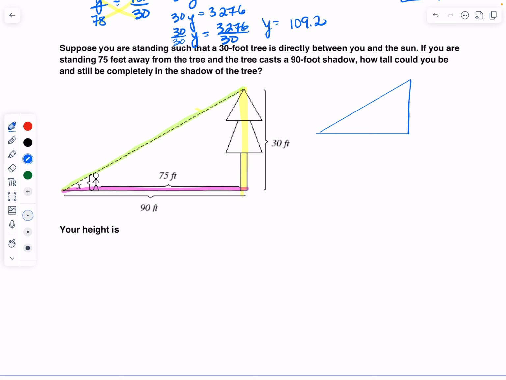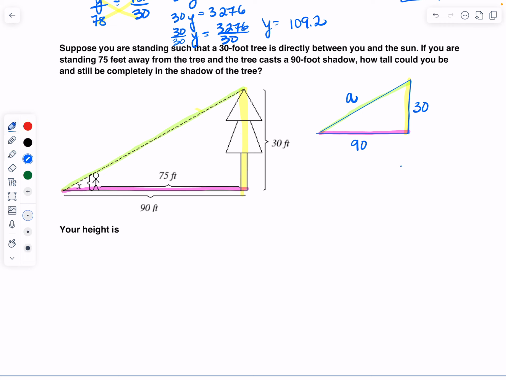So the big triangle, the height is 30. We have 90 feet, and I don't know what this is. So I'm going to let this actually be A, side A. Okay, I'm going to color code those again just because I'm going to have to set up a ratio. So the height is yellow, the base is pink, and the hypotenuse is green.